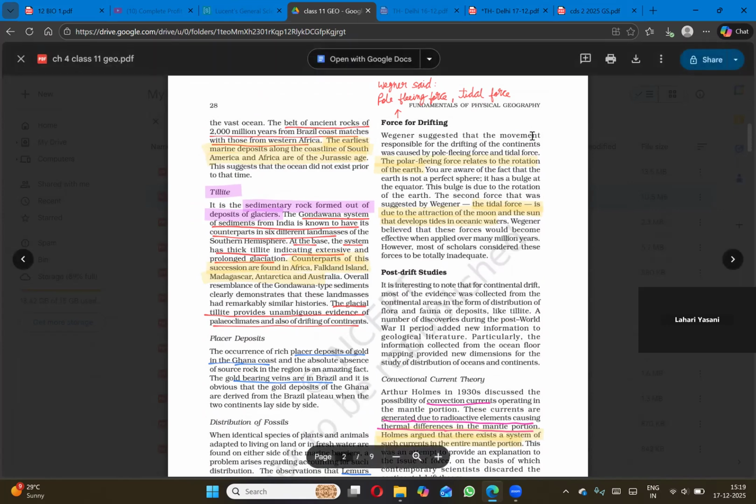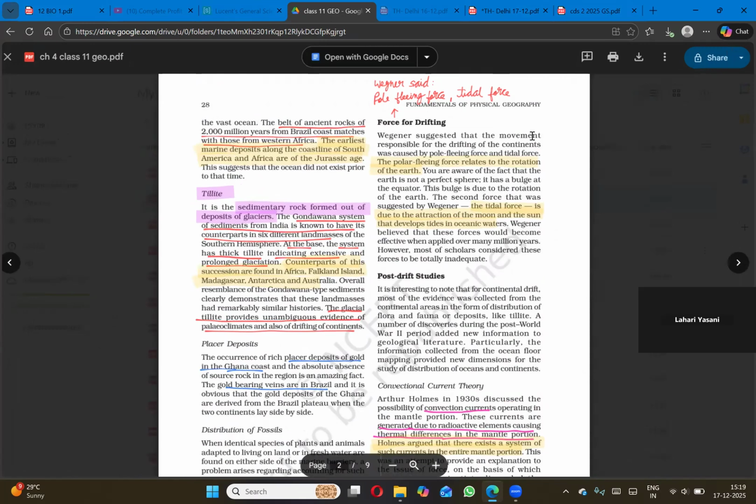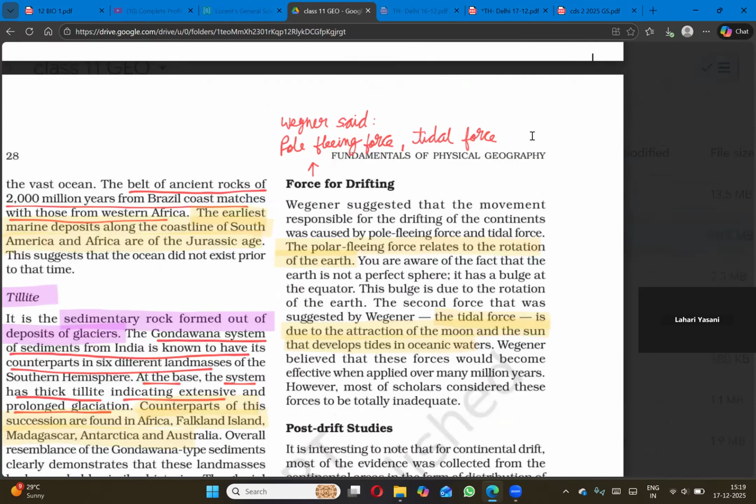Now we'll see the forces for the drifting of the mass. Wegener suggested that the movement responsible for the drifting of continents was caused by pole fleeing force and tidal force. So, what are the two forces for drifting of continents that Wegener mentioned? Pole fleeing force and tidal force. What is pole fleeing force? The pole fleeing force is related to rotation of the Earth.